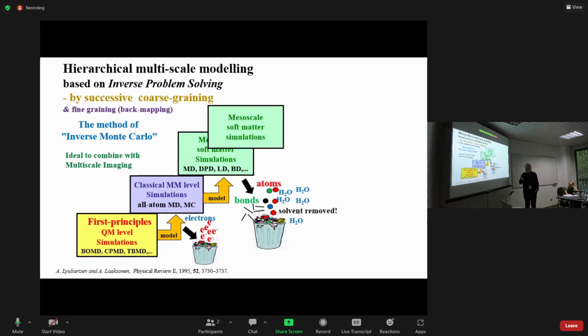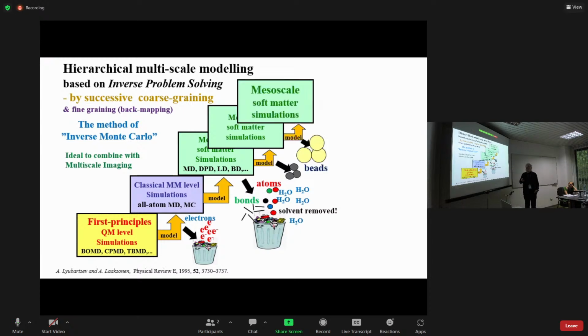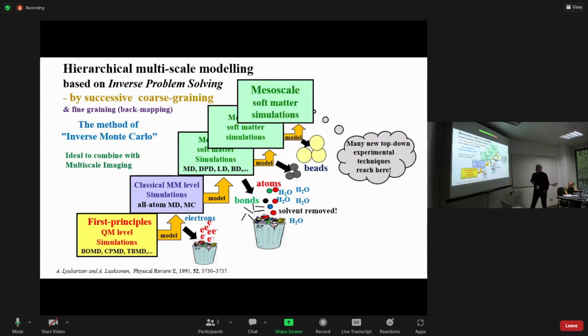And this way we can go up several levels. We can coarse-grain the coarse-grained thing, create a new model, go to the next level, create a new model, and so on. And this is the level where many of the experimental methods we heard today also come from, top down. So this is obviously a bottom up approach.